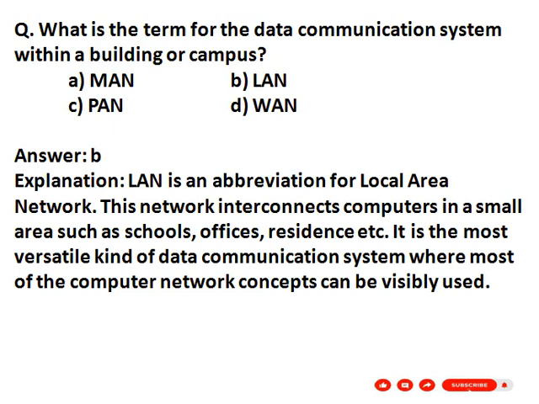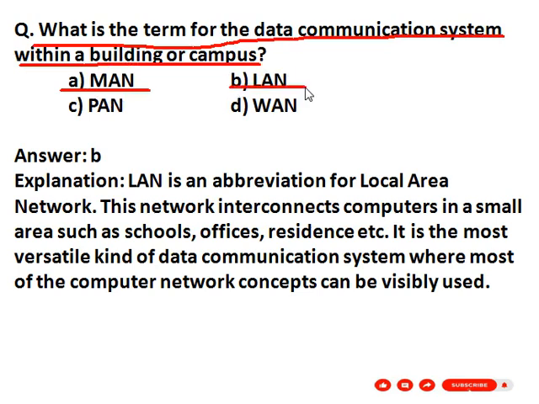What is the term of the data communication system within a building or campus? Given options are option A, MAN, option B, LAN, option C, PAN, option D, WAN. So here correct answer is option B, LAN, local area network.